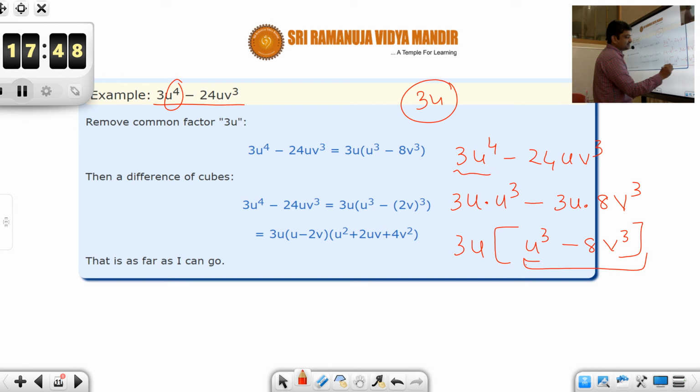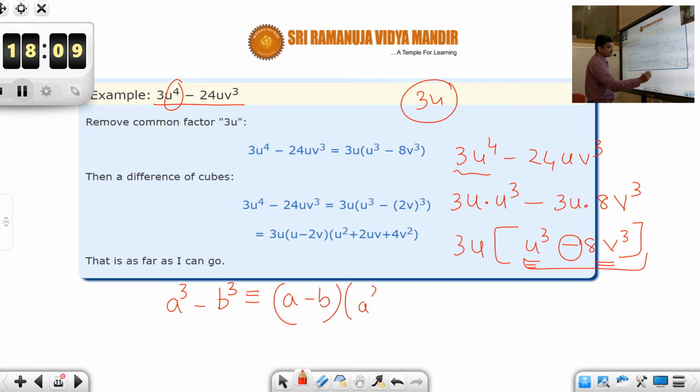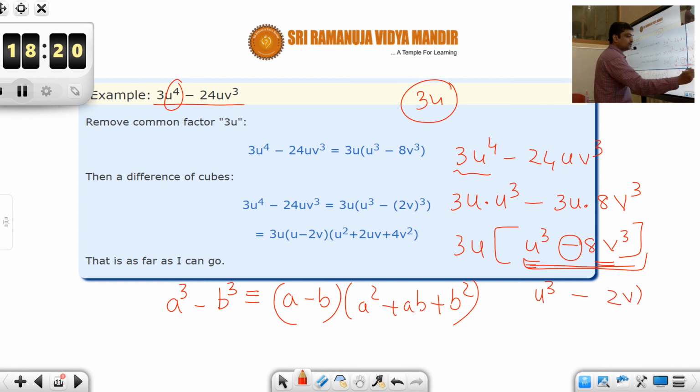See, look, these numbers are in the form of perfect cubes, and the symbol in between is minus. So let's try to use the difference of cubes formula. There is one identity which we have discussed in a previous slide, that is a³ minus b³ is equal to (a minus b) times (a² plus ab plus b²). Okay students, now see, this is in that form. We can write this as u³ minus (2v)³.